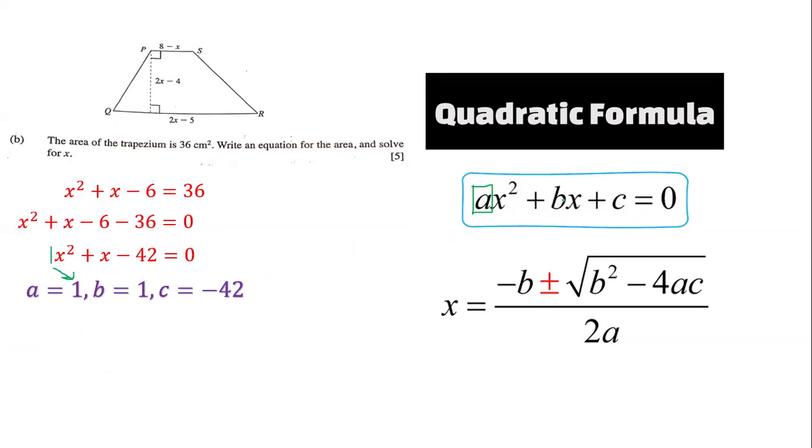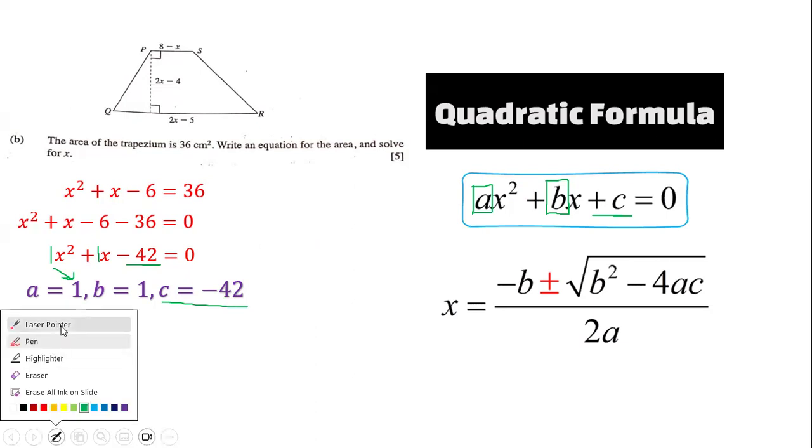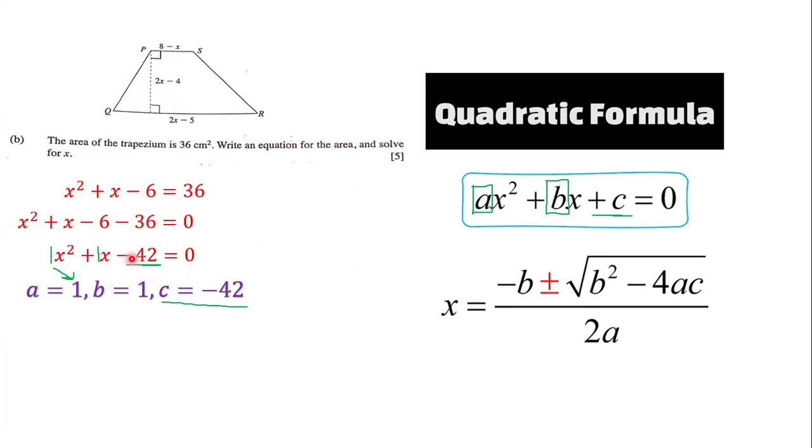And then we have b. B is the coefficient of x. That's what b is. And the coefficient of x in this case is 1. So b is 1. And then we have c, right? C is the constant. That's the number that's just by itself, without the x. And so c is going to be negative 42 in this case. So a is equal to 1, b is equal to 1, c is equal to negative 42.